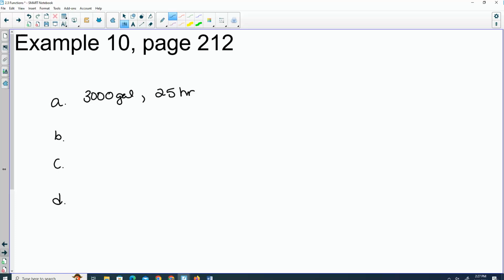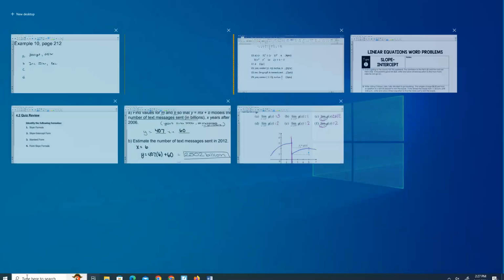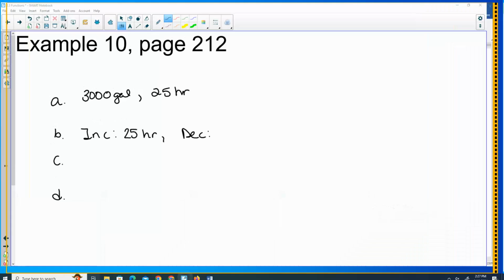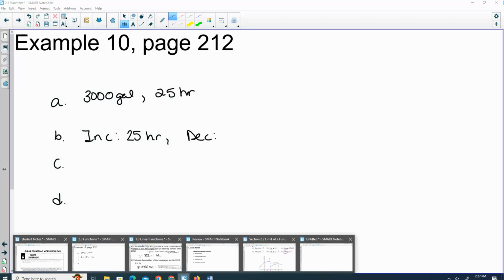B. For how long is the water level increasing? So I didn't ask for the interval, I asked for how much time did it increase for? Between 0 and 25, so it increased for a total of 25 hours. Okay, how much time did it spend decreasing? So it decreased where? Between 50 and 75, so how much time was that? 25 hours.